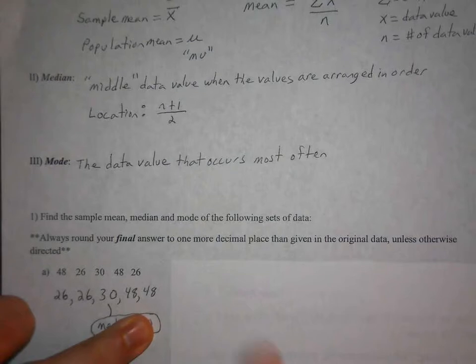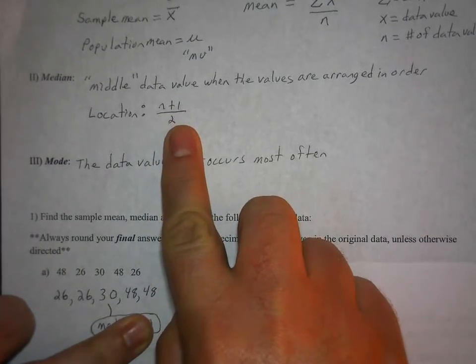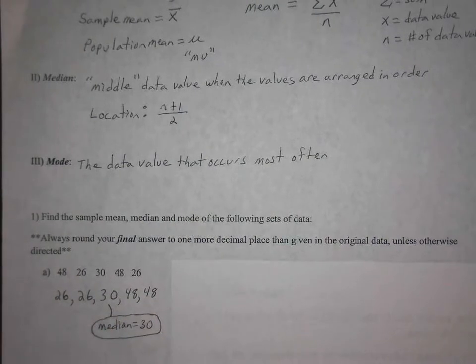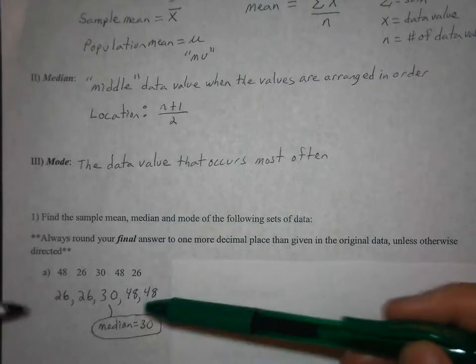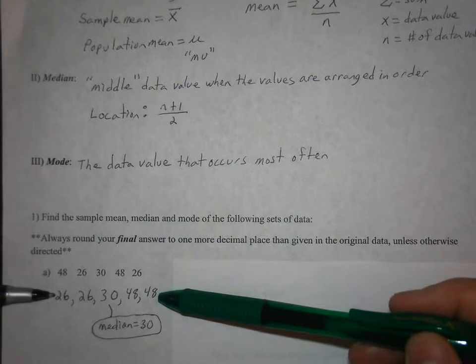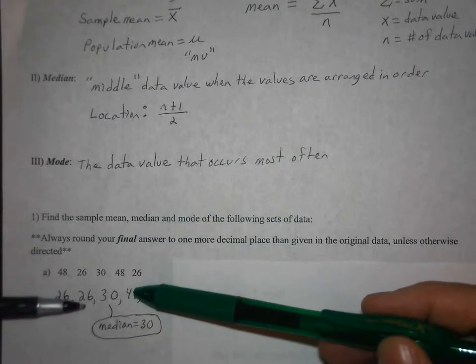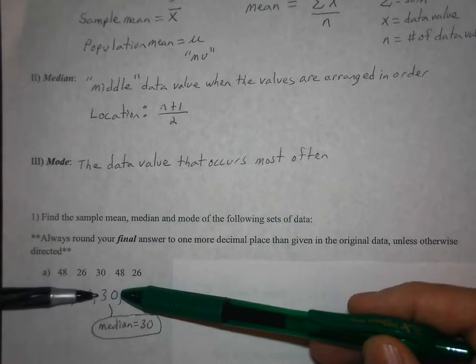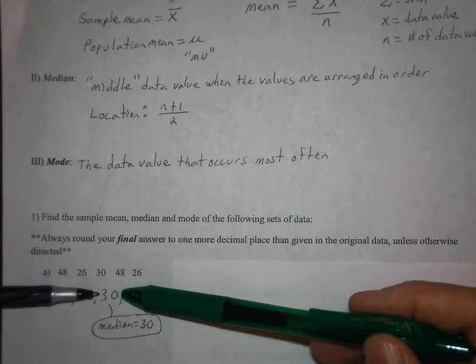To use the idea of the location being n plus 1 over 2, this has 5 data values in it. Plus 1 is 6, divided by 2 is 3. So the third data value would be the median. Another way to look at it is counting in from both sides: 1 in from each side is the 26 and 48, then another 26 and 48, and there's only 1 left over, 30. That is your middle number, the median.